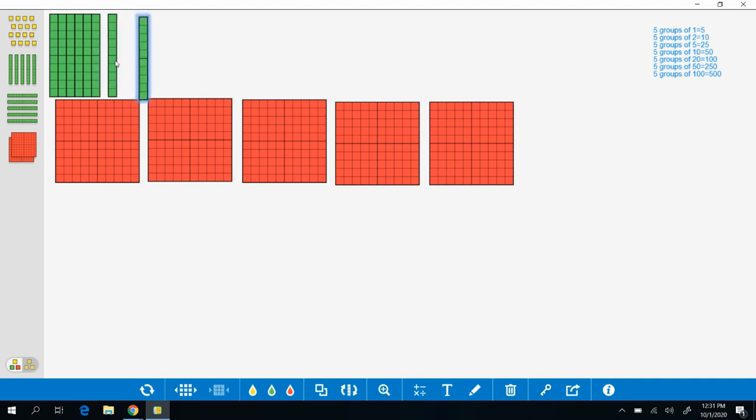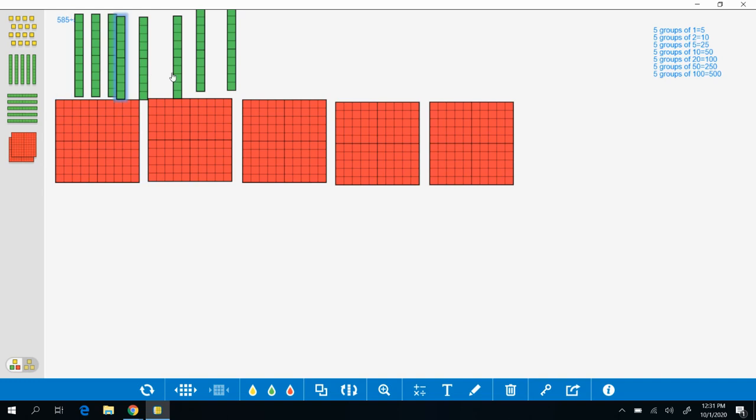And I want to spread those out a little bit. And then 5 ones. So we have now a model here of 585, and we'll count just to confirm: 100, 200, 300, 400, 500, 510, 520, 530, 540, 550, 560, 570, 580, 581, 582, 583, 584, 585.